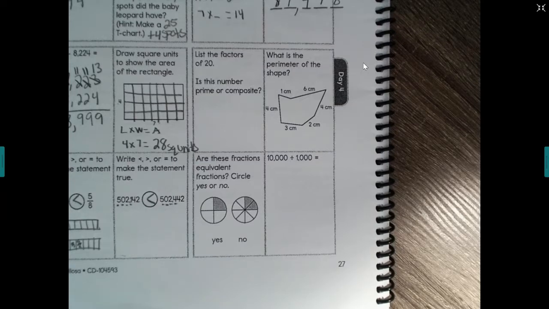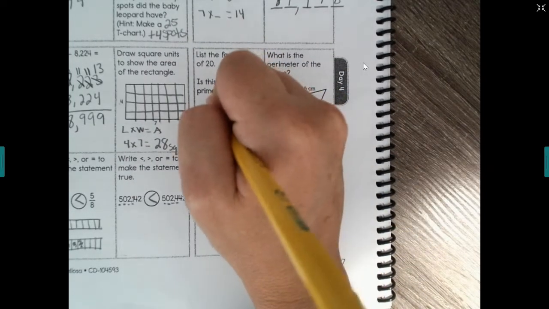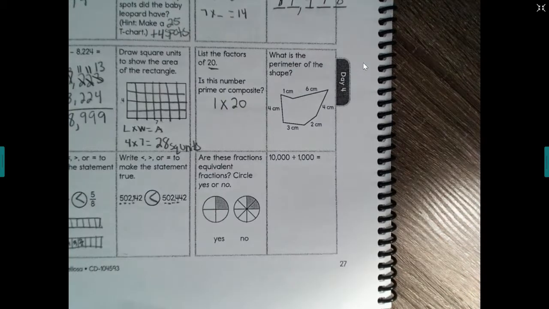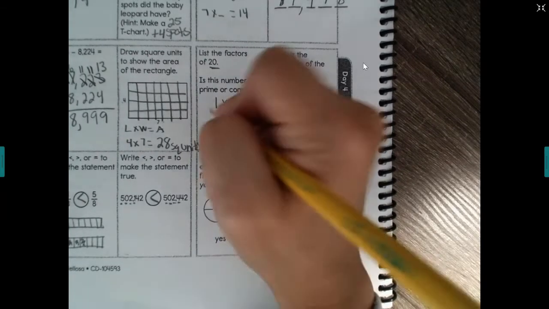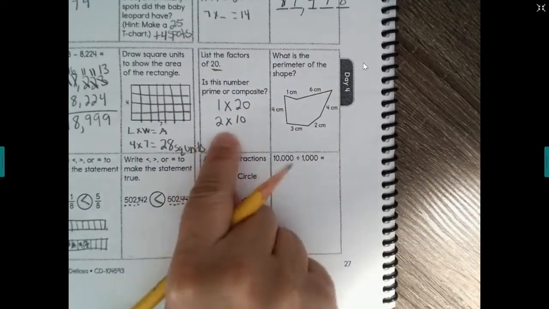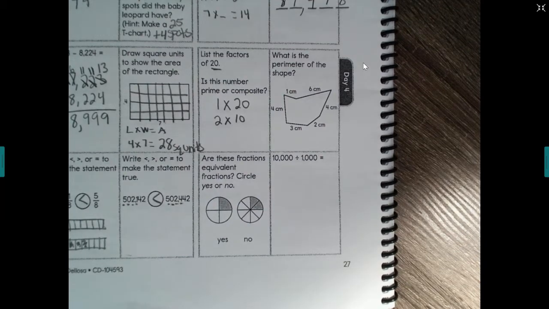And I'm going to start with my bookends, the ones that are my largest factor and my smallest factor. When you do that, you always start with 1 and the product itself. So 1 times 20. Then I'm going to go in order, and I need to check the numbers between 1 and 20. So I know 2 works because 20 is an even number. So I know 2 times what? 2 times 10. So now all I need to do is check the numbers between 2 and 10.